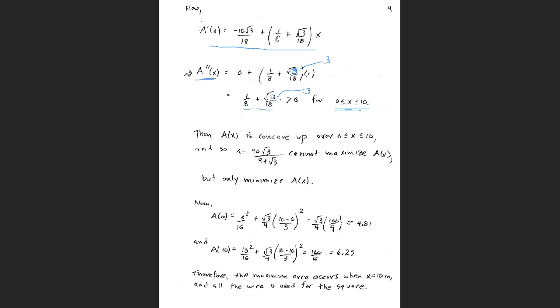So now x is between 0 and 10 because the cut has to be somewhere along that wire, and the wire is 10 meters long. But the fact is, because the second derivative is positive, the second derivative is, hold on. Let me also fix that x there. Right, 40 root 3 over 9 plus 4 root 3.